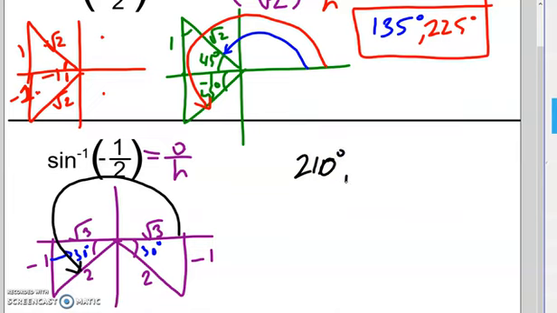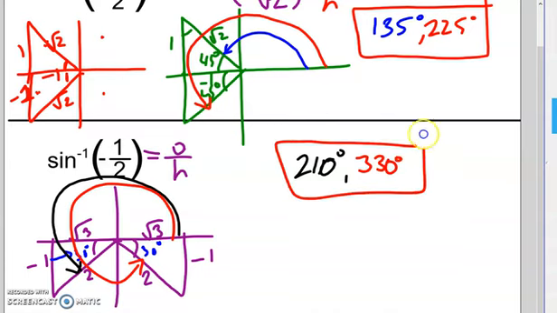Okay, that is the first possibility. And then if I go all the way around to this location, so that's 270 or 360 minus 30, so this is 330 degrees. Okay, that's my answer for this one.